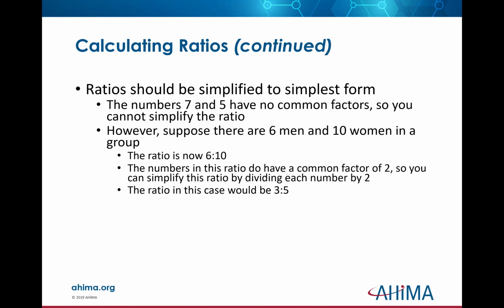And ratios we want to have simplified, in other words, with the lowest common denominator. So in other words, there's no common factors. So if we had, say, the same example, we had 6 men and 10 women in a class, the ratio is 6 to 10, but we have some common factors of 2, some common denominators, if you will. So you have to divide each number by 2, and then you get 3 to 5. And there are no common denominators in 3 and 5, so that's as simple as it gets.